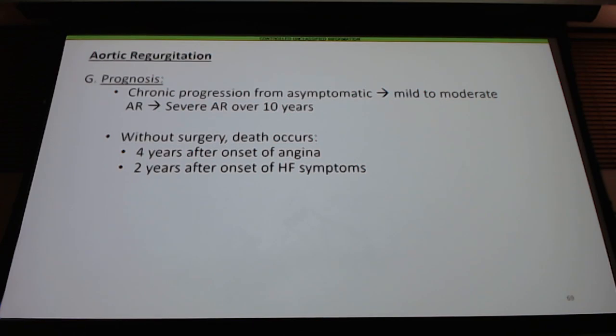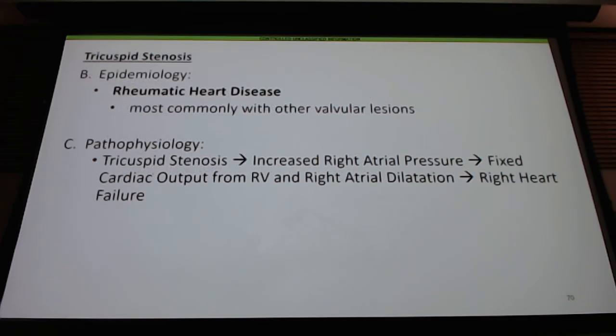And similar to aortic stenosis, this is a progressive type of disease. And if they start having symptoms, then the prognosis starts to drop significantly. So if they start developing chest pain, then you have about 4 years left to live. If you have heart failure, then you have about 2 years left without doing a surgery to fix the problem.